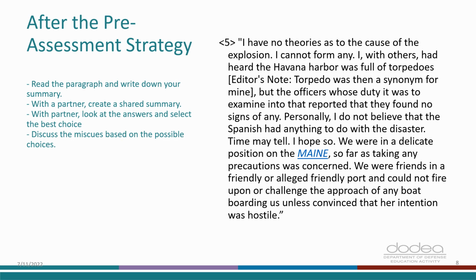Here's the after the pre-assessment summarizing strategy. First, the students are going to read the paragraph independently and write down their summary. Then, with a partner, they're going to create a shared summary. Next, with a partner, they're going to look at the answers and select the best choice. Once the students have selected the best choice, you will discuss the miscues based on the possible choices.